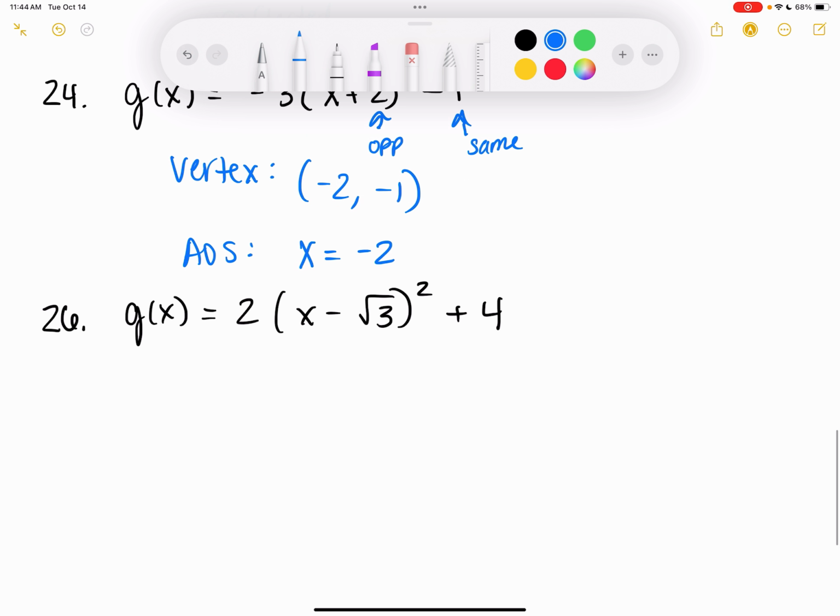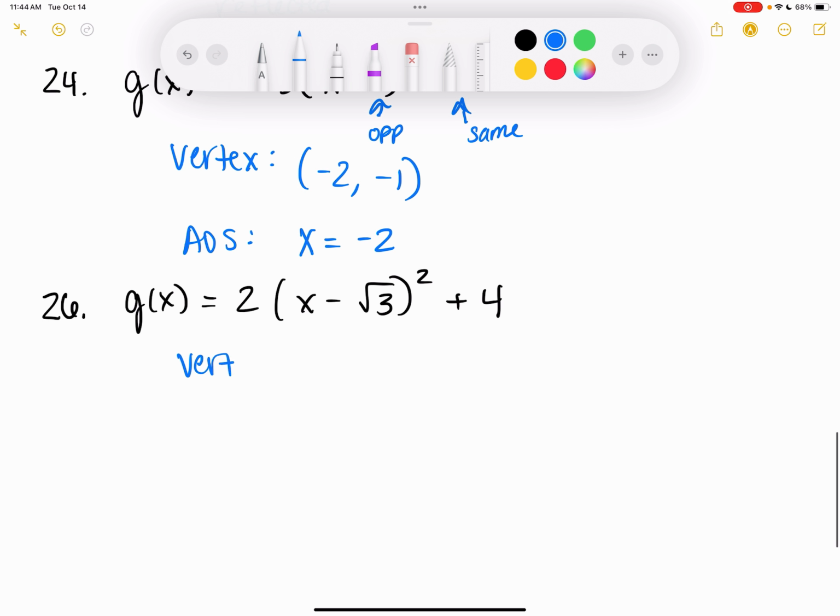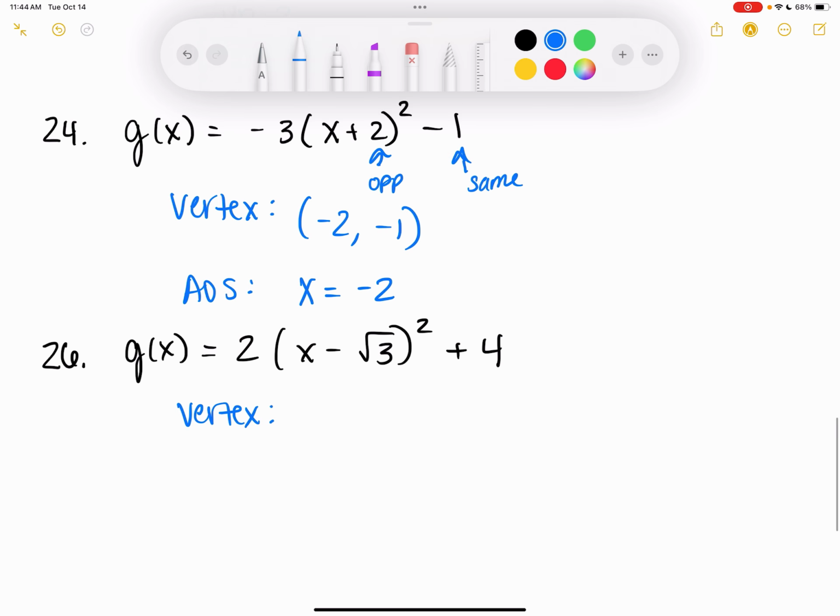All right, so the vertex, this is already in vertex form. So, opposite sign inside, same sign outside. 3, 4. Yep, so square root of 3 and 4. So where's my axis of symmetry? x equals the square root of 3. When we write the axis of symmetry, we need to write x equals that. You have to write x equals because it's a line.